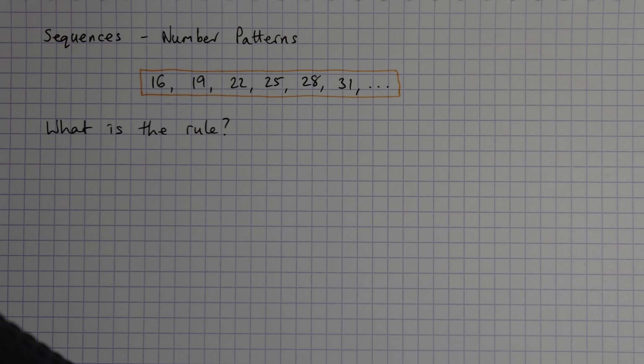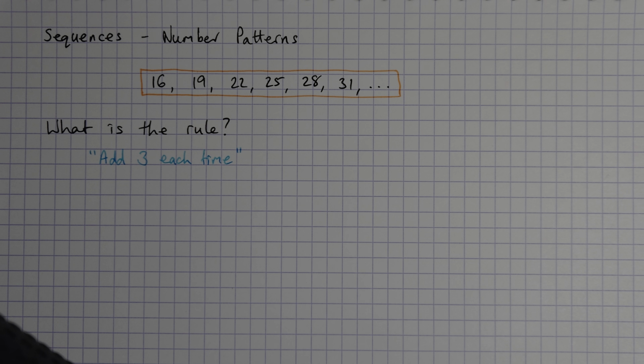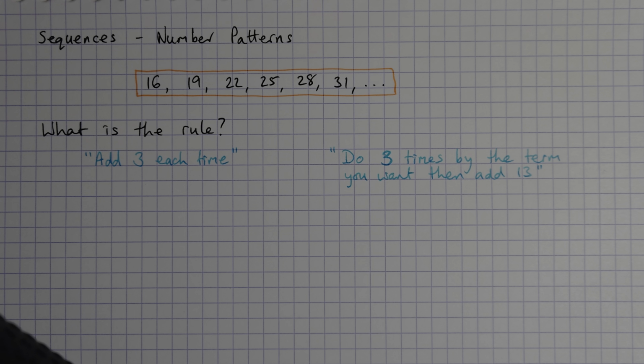Maybe you have an answer a bit like this. And if you did, well done, that is of course correct. Maybe you were a bit more specific and said something like start with 16 and then add 3 each time. I'd be surprised if you said the following, but the next thing I write is also a correct answer. So do 3 times by the term you want, then add 13.